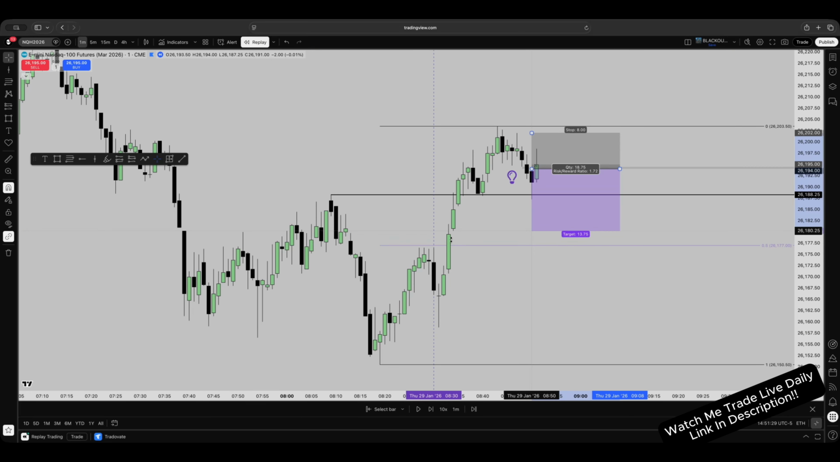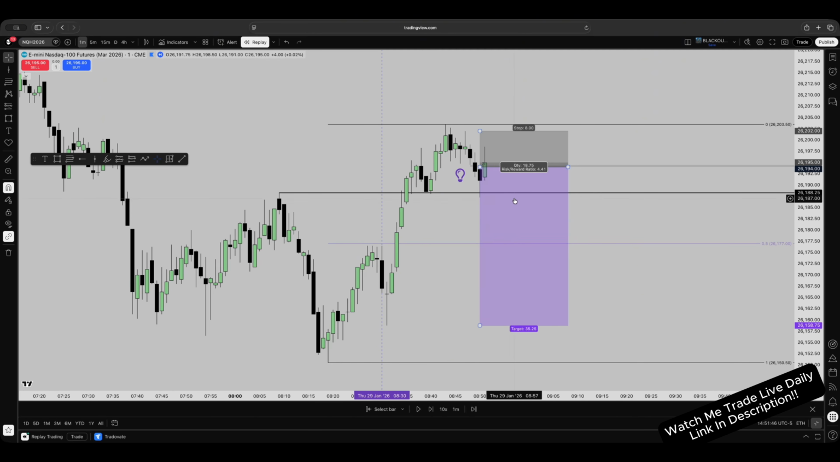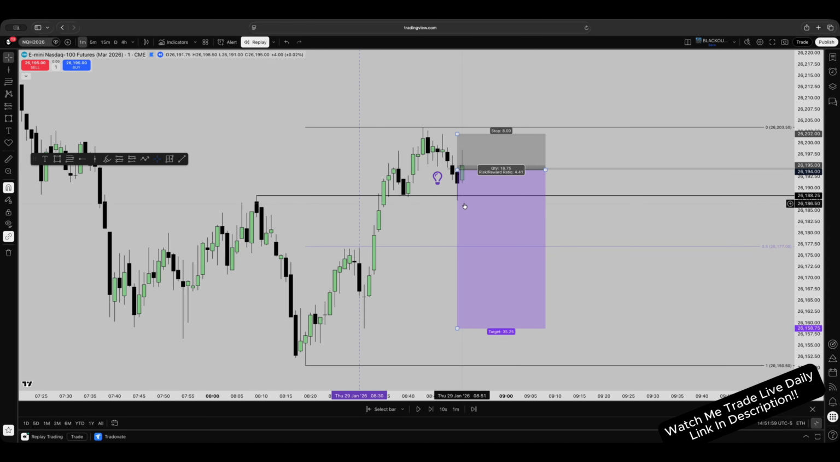I'm not going to target this fair value gap because it overlaps with a discount and a premium. So I want to target this low down here because this is the first swing low inside of a discount side of the dealing range. And again, you can already see the type of risk to reward ratio that this model offers when you align the higher time frame with the lower time frame. So now that we are in the trade, we'll see how the trade plays out.